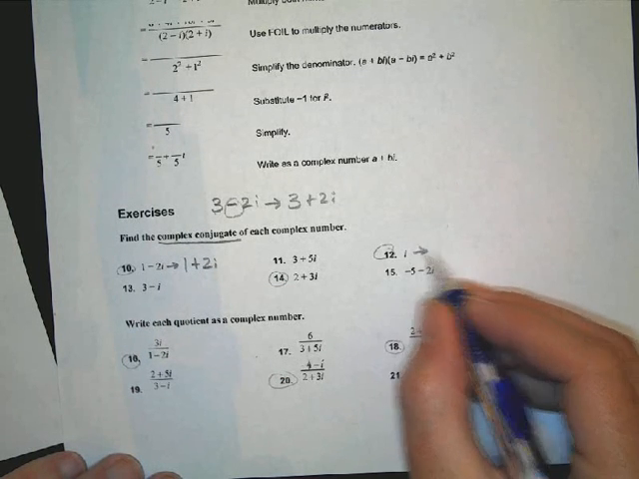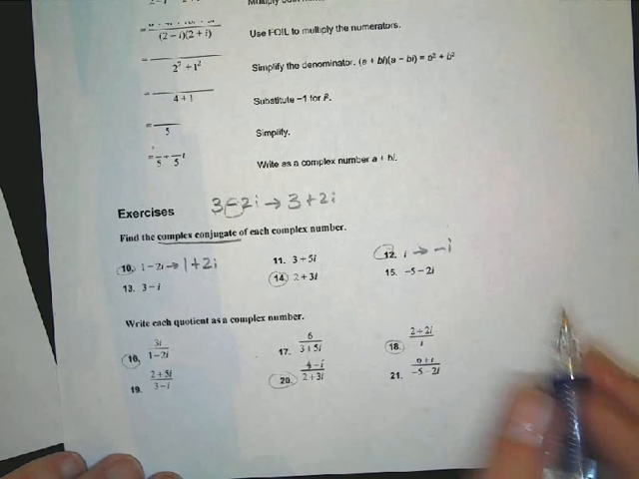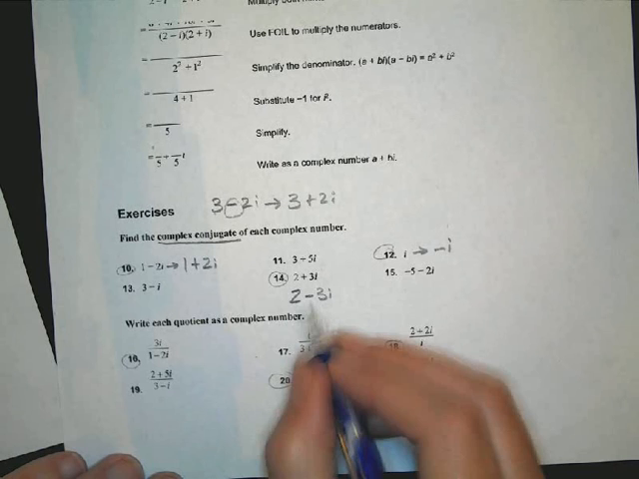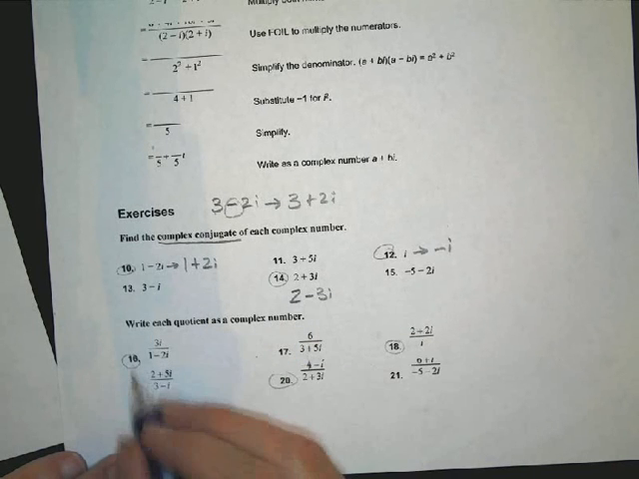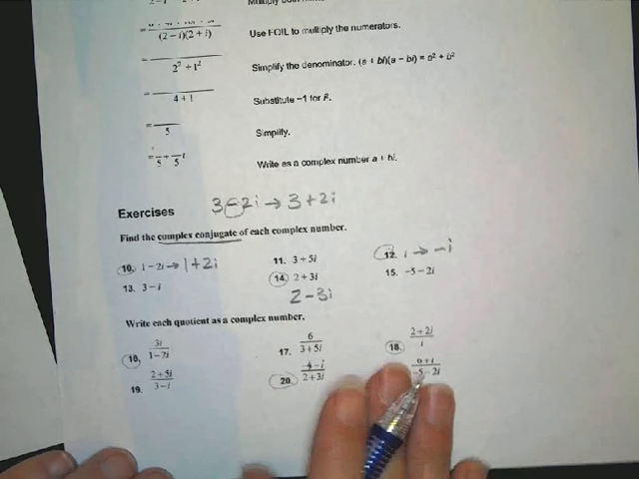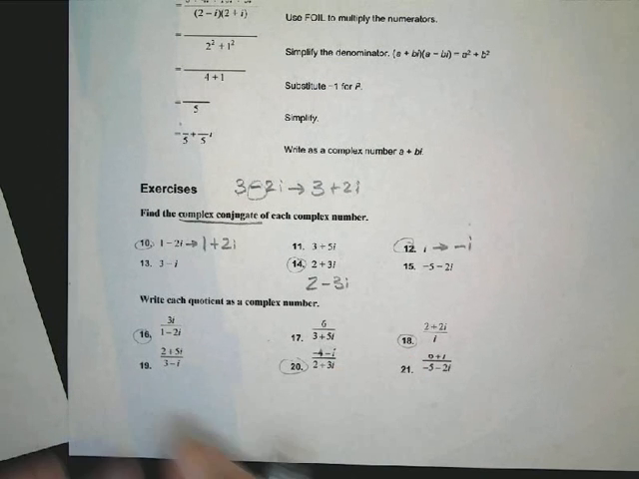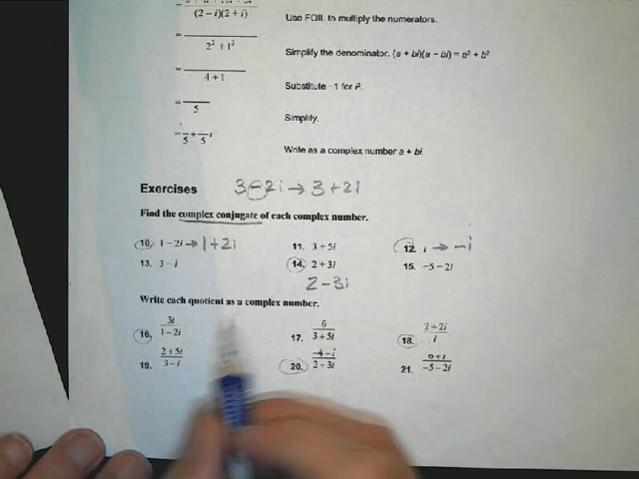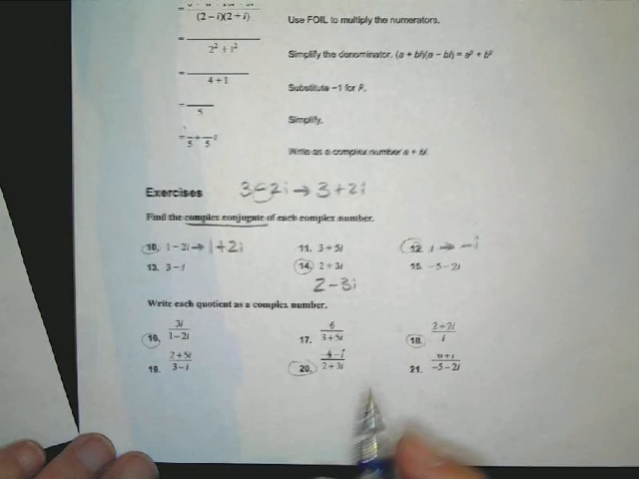Number 12, we have an i, so it becomes a -i, just reversing the term. Number 14, this becomes 2 minus 3i. The reason we do that is in order to help us solve the problems down here. Write each quotient as a complex number. There are a couple ways of doing this, but I'm going to show you why they do the complex conjugate way the first way in order to solve these ones here.